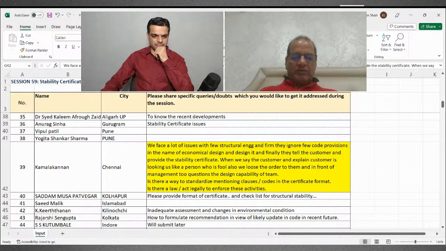Provide format. Yeah, we'll do that. Inadequate assessment. He's putting one more point: is there a way to standardize mentioning clauses of codes in the certificate?